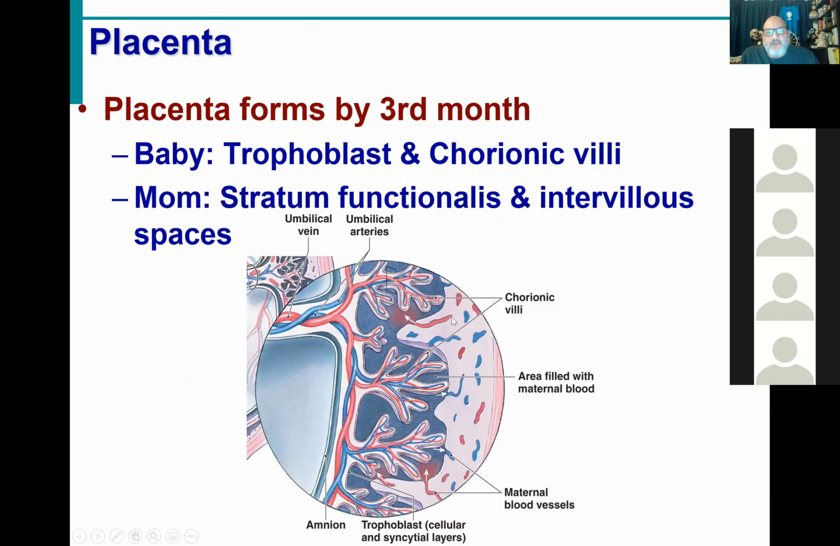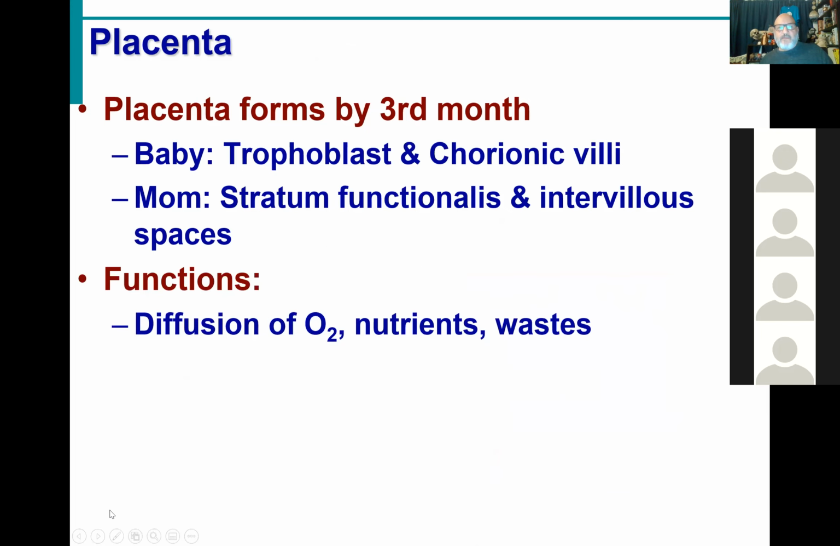All right, so again, we have the big cavities in the functional layer and those intervillous spaces. We have the chorionic villi that were formed by the trophoblast of the baby. And again, it allows the exchange to take place, but doesn't allow the two blood supplies to mix. And let's think about what's moving where. What kind of things is mom giving to the baby?